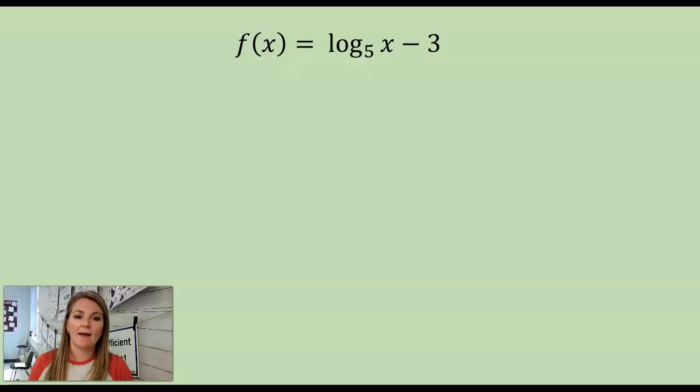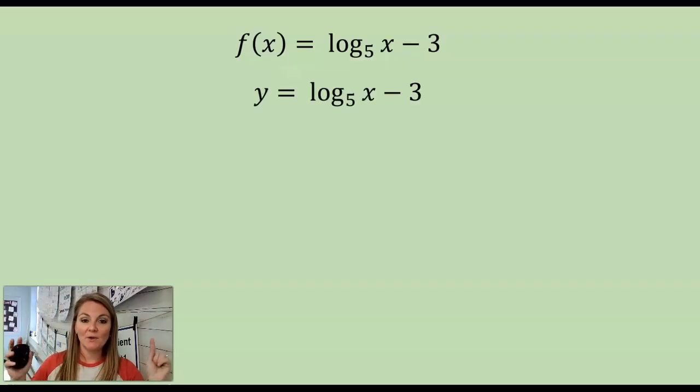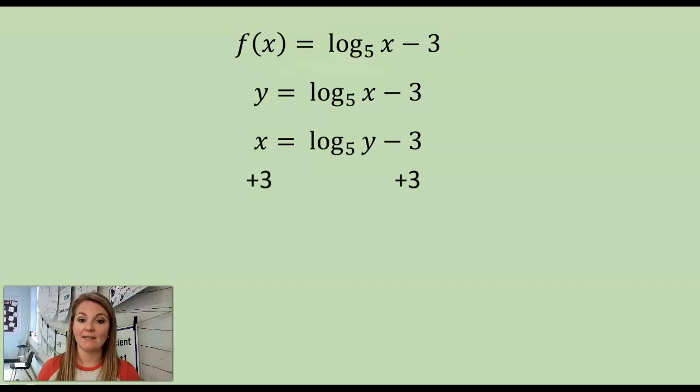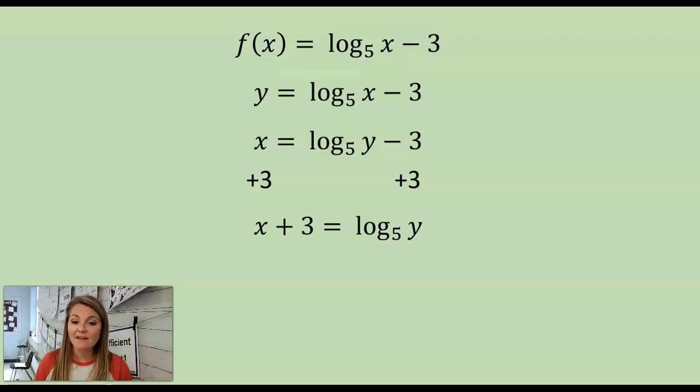So second example, I have f of x is equal to log base 5 of x minus 3. Step 1, rewrite. Step 2, switch them. Now I'm trying to get y by itself. So I'm going to add 3, because I don't just have the log base 5 of y. I don't have the log and the argument by itself. I have that minus 3. That minus 3 is not part of my argument, so I need to move it. How do you move a minus 3? You add it. So I have x plus 3 is equal to log base 5.